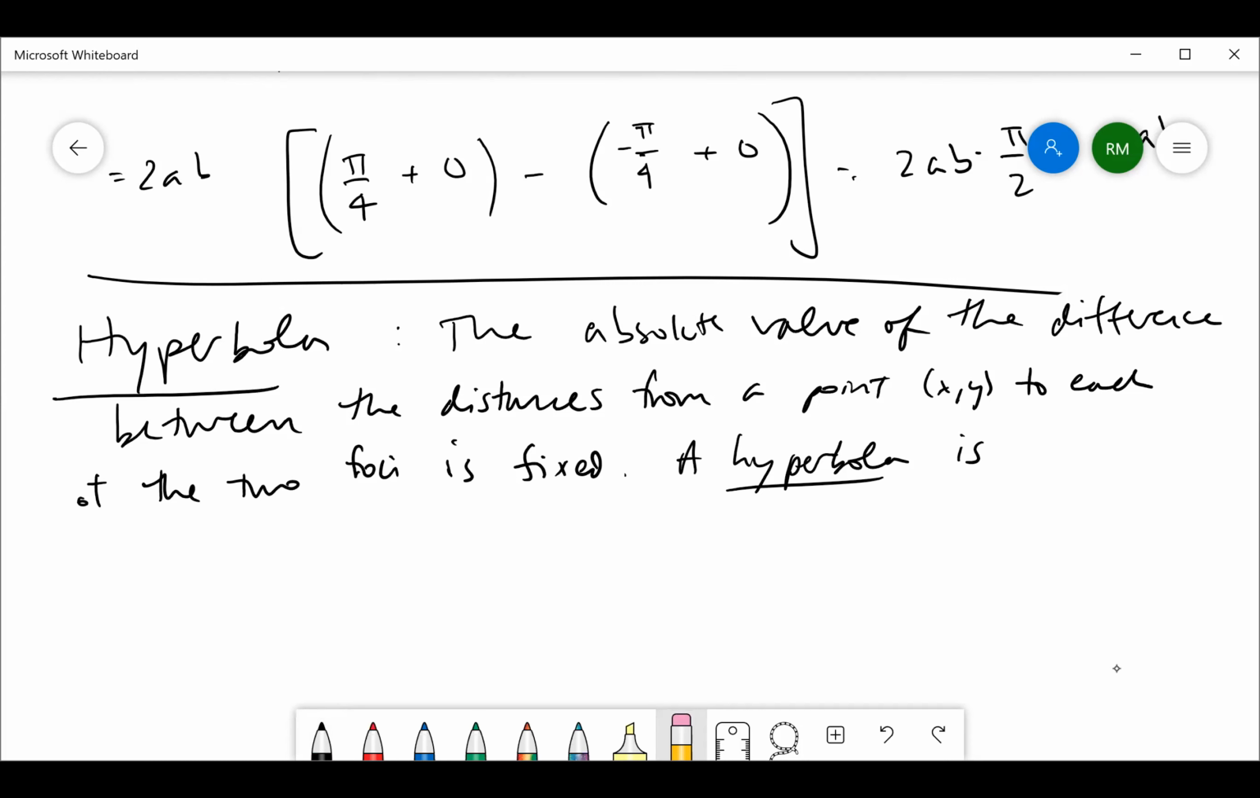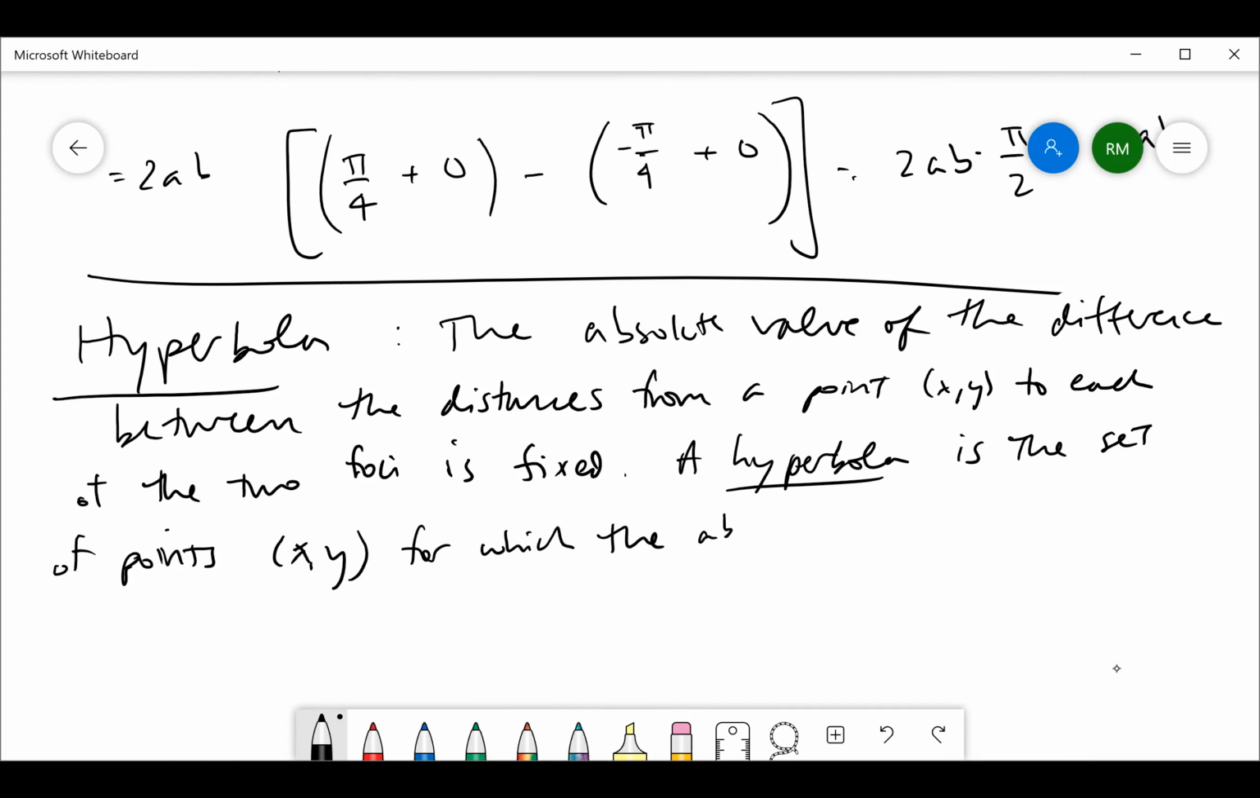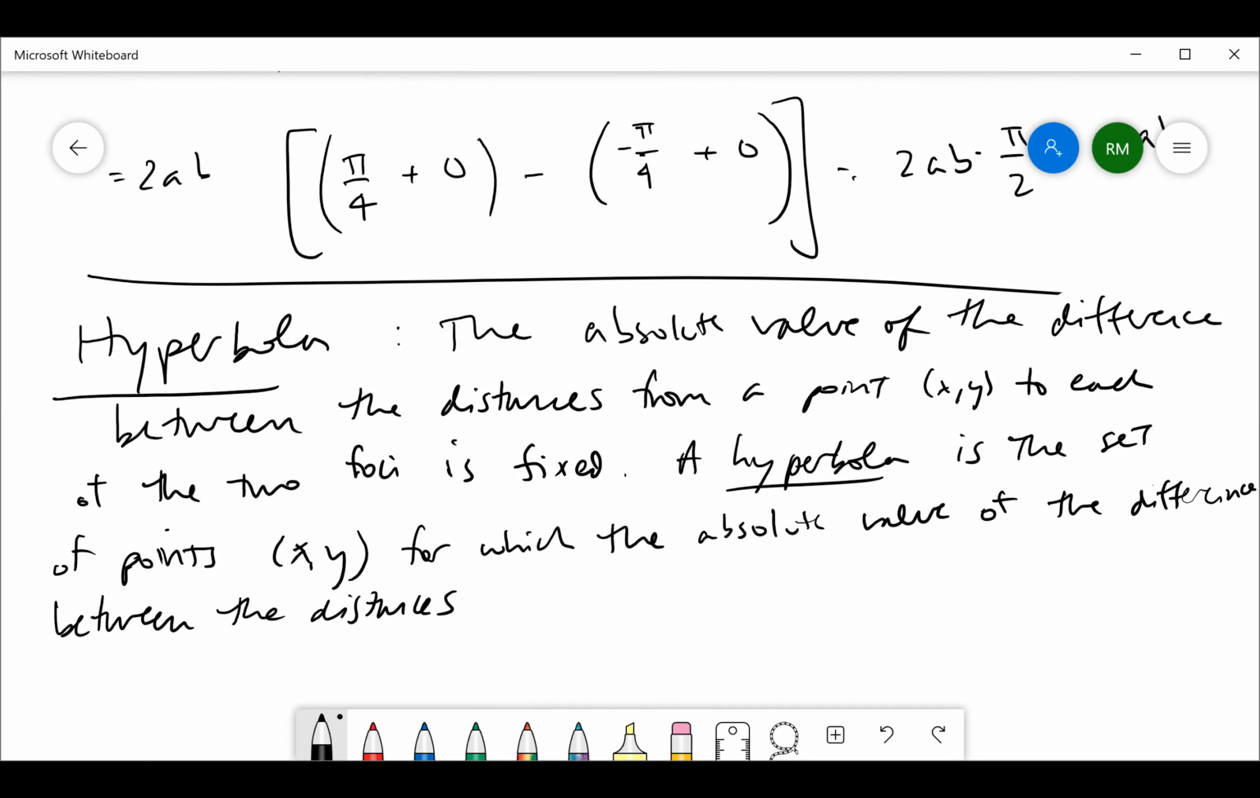So a hyperbola is the set of points xy for which the absolute value of the difference between the distances to two distinct fixed points, which we call foci, is constant.